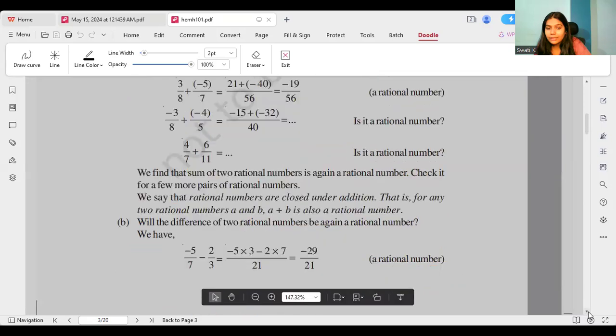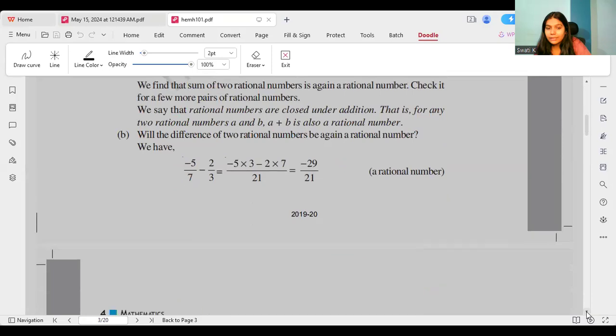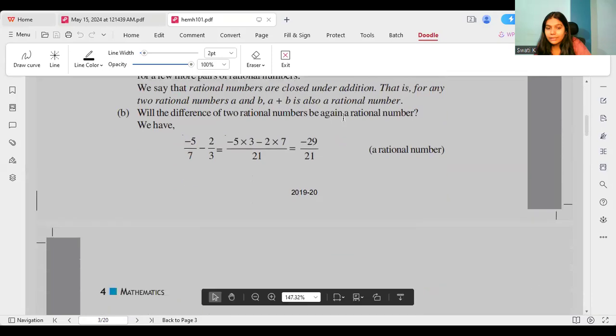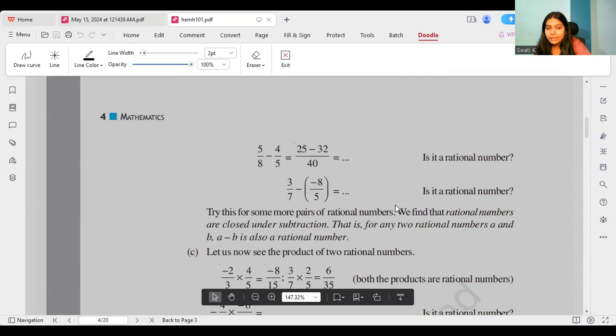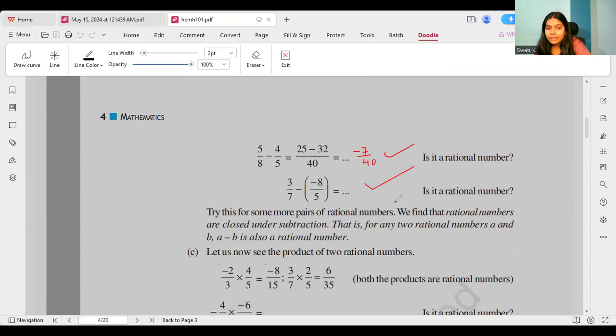The subtraction, as I said already, that if you subtract, you will still get a rational number. So will the difference of the two rational numbers be again a rational number? The answer is yes, as you can see here. So if you subtract 5 by 8 minus 4 by 5, you will get the answer as minus 7 by 40, which is of course a rational number. If you subtract this, you will still get a rational number, which is the case of the closure property. So try this for some more pair of rational numbers and you can see that the rational numbers are closed under subtraction. That is, for any two rational numbers a and b, a minus b is also a rational number.